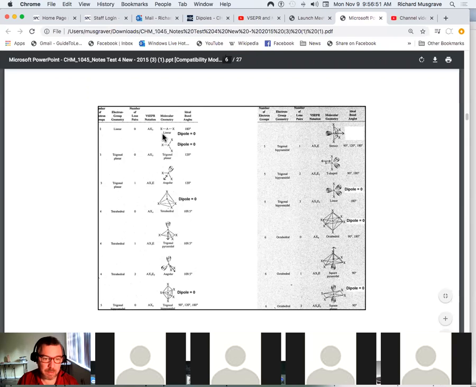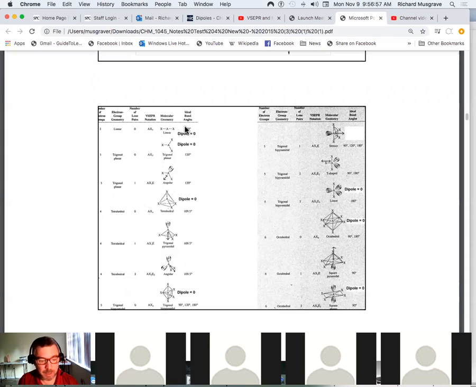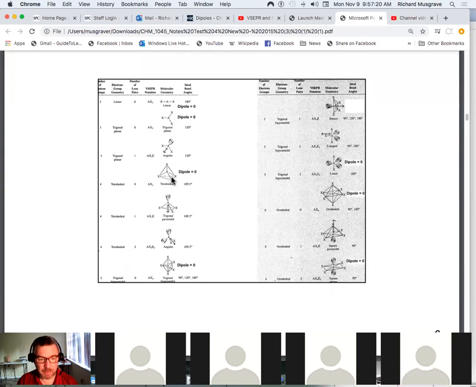Now, one thing you'll notice is that when there are no non-bonding electron pairs, and this is important, no non-bonding electron pairs, the dipole is always zero. They always cancel out. So you can see that here, obviously for the linear case, it's going to be zero because they're going to be exact opposite. And in the case of AX3, when the X's are in a trigonal planar, that also cancels as well. You'll see the same thing for tetrahedral, trigonal bipyramidal, and octahedral over here. Everything cancels. So when there are no non-bonding electron pairs, the dipole is always zero.